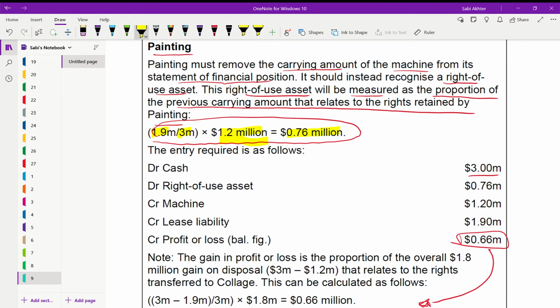So this is now your profit and loss, which you can balance. You add this 3 million with this. The credit side should be equal to 3.76. You see the debit side is 3.76, so the credit side also should be 3.76. That's why this is a profit of 0.6. That's why it's credit.